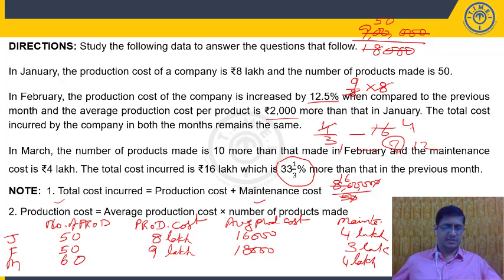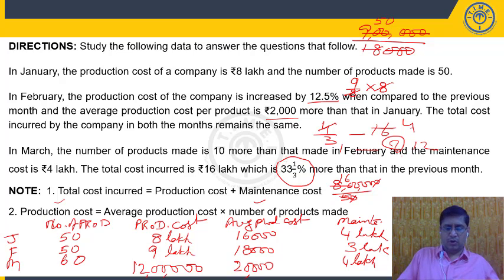And what about the next part? Next value, if you observe, 4 lakhs is the maintenance cost. 4 lakhs subtracted from 16 lakhs is 12 lakhs. 12 lakhs is the production cost. So 12 lakhs by 60. 12 lakhs by 60 means now 0 to 0 we can cancel. It is 20,000. 20,000 is the average production cost.